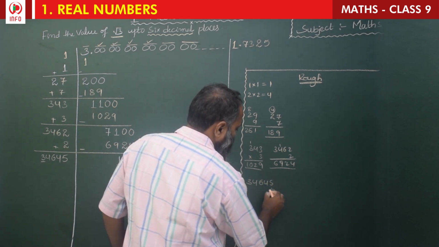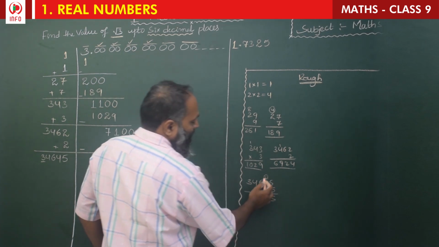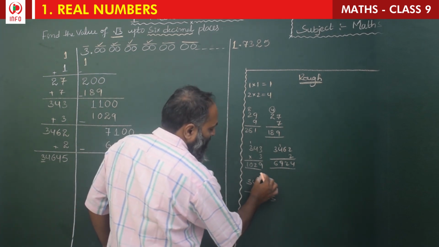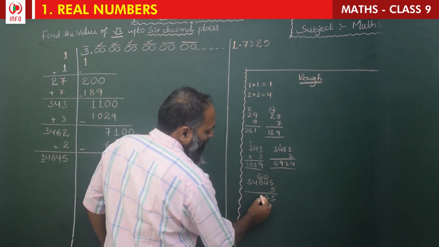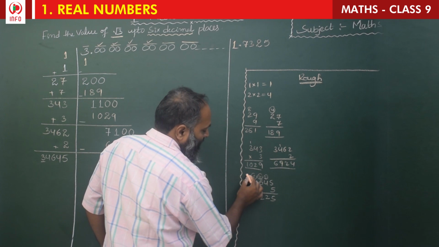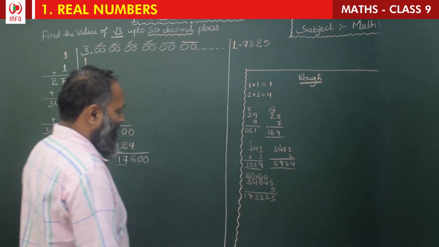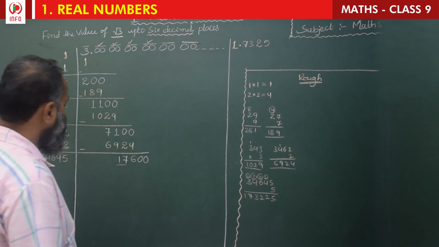34,645. 5 5s are 25, 2 5 4s are 20, 20 plus 2 is 22, 5 6s are 30, 30 plus 2 is 32, 5 4s are 20, 20 plus 3 is 23. So 5 ones are 5, 15, 16, 17. So that is how much it is?